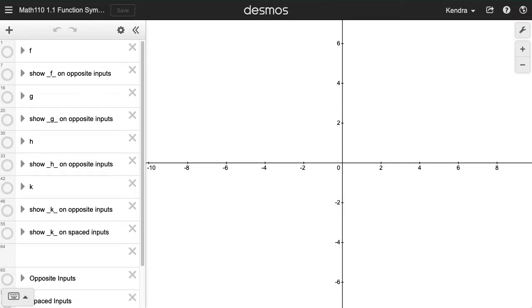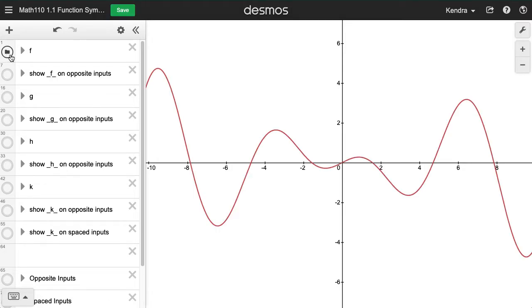You can use this to explore some symmetries of a few functions. In order to use this graph, I have some built-in functions here, and I can show a function by actually clicking on this. I recommend that you don't click on this arrow yet because that is a little bit of a spoiler and takes away some of the thinking for you.